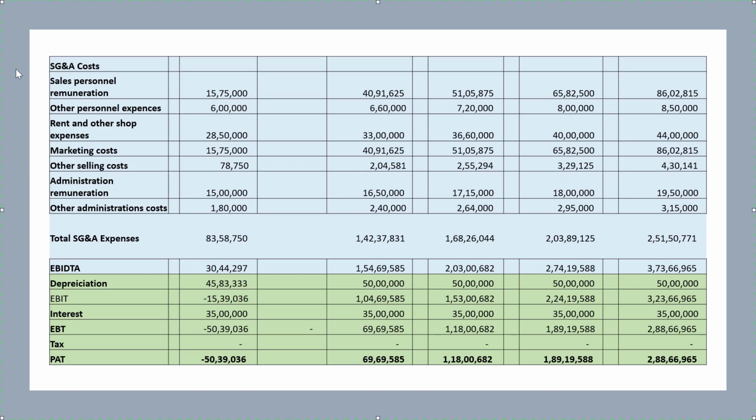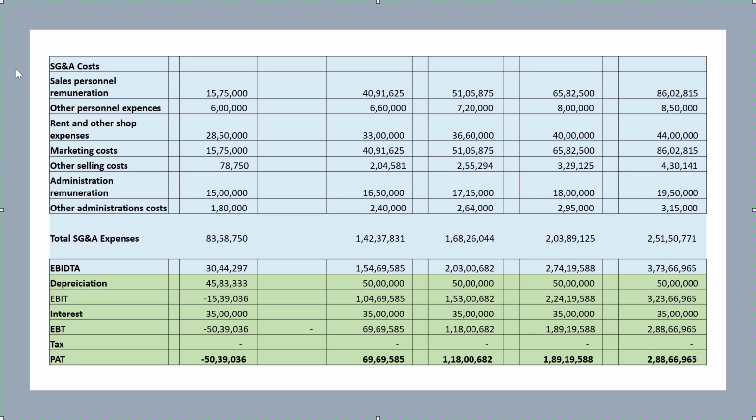So this will be my sales minus all this, which will be my EBITDA. Okay, that is earnings before interest, tax, depreciation, and amortization. Then I reduce the depreciation, I'll get EBIT. So in the first year, I'm making a loss.